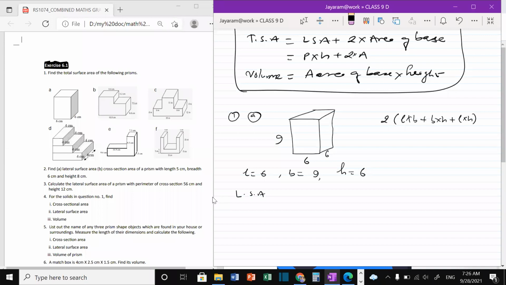Okay, total surface area it has told. First of all, let's find lateral surface area. Oh, already total surface area, you can directly find it. Total surface area is equal to 2(LB plus BH plus LH). That is equal to 2 times, 6 multiply 9 plus BH, 9 multiply 6, plus LH, 6 multiply 6.